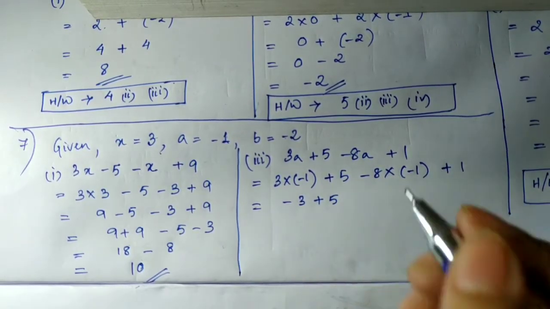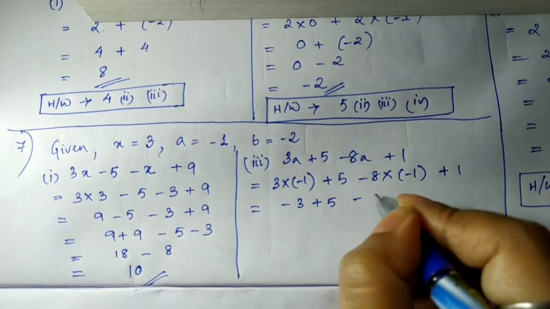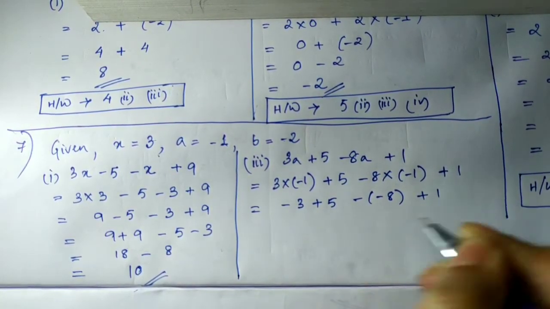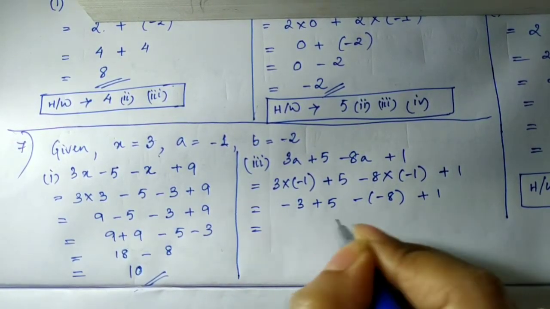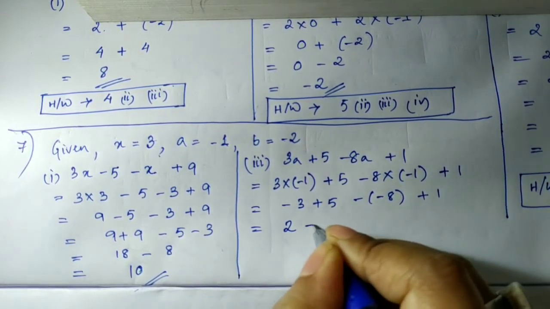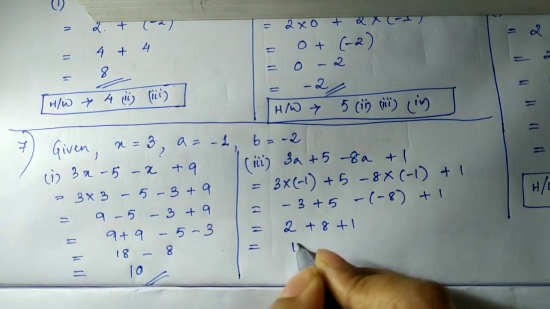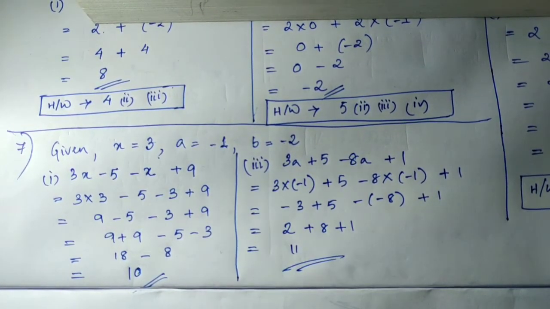minus 8 into minus 1 is how much? 8 into minus 1 is minus 8. So minus 8 plus 1. Minus 3 plus 5 will be how much? 2 plus 8 plus 1. Okay, 2 plus 8 is 10, 11, and you'll have this solution. So you just have to substitute the value whichever is given and then find the solution.